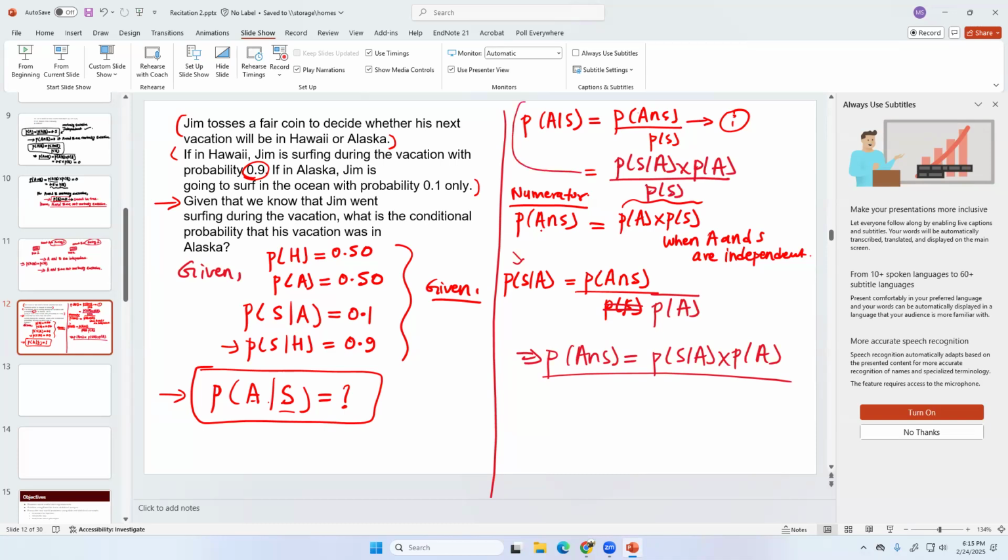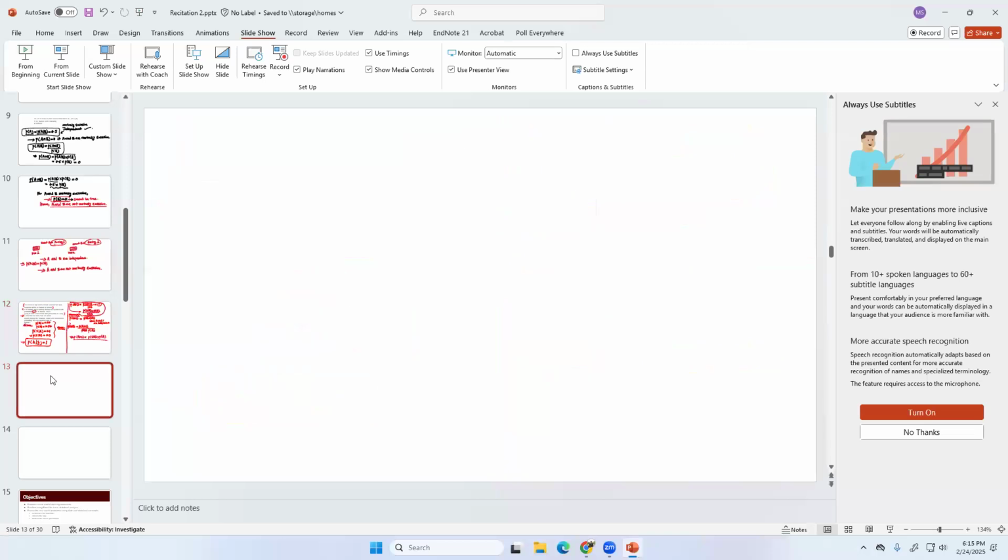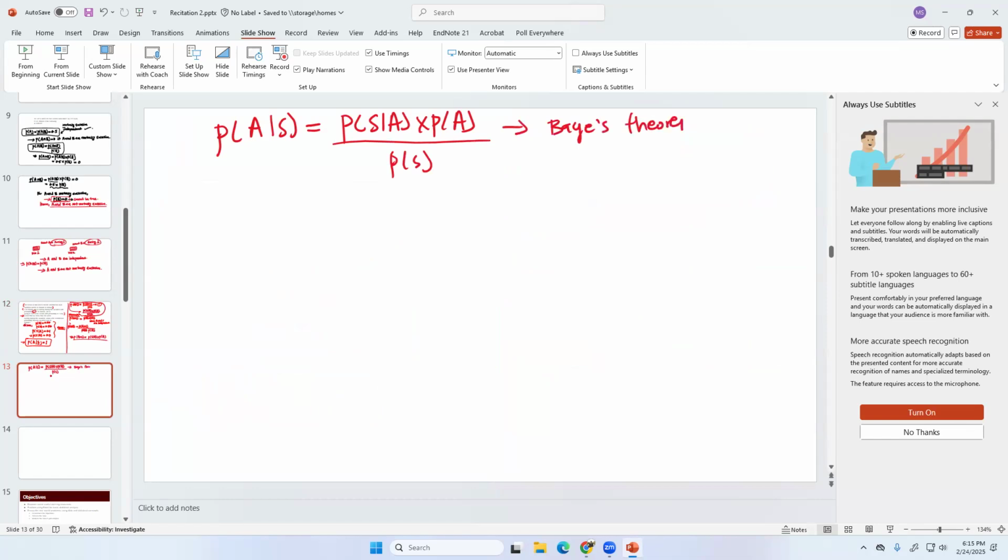This thing is called the Bayes theorem. I'm sure you have read about it. Does it make sense? I know it's complicated, so let me write it again. Do you know Bayes theorem first? It's taught, right? So the probability of A given S, if you look at the Bayes theorem, is basically the probability of S given A times the probability of A divided by the probability of S. This is the Bayes theorem, and this is what you have to use here.